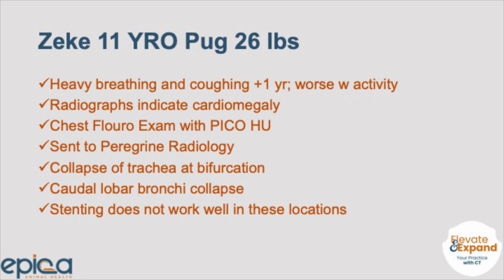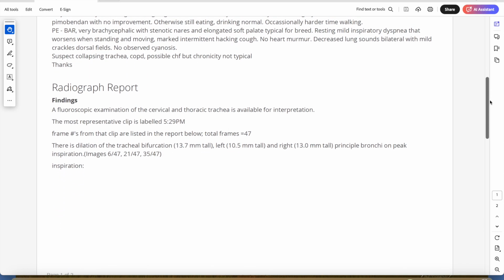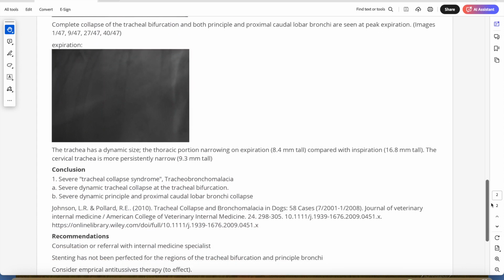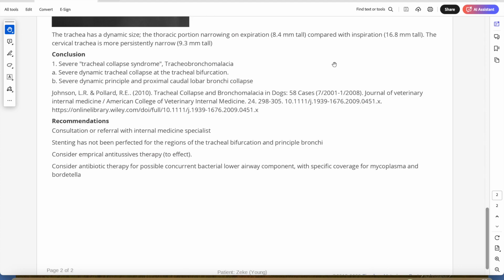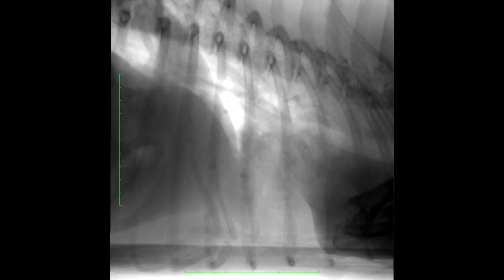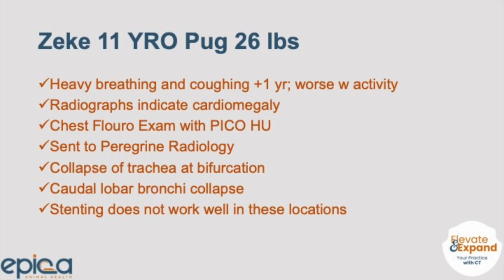Radiographs were taken, and of course, the only thing they could really see was an enlarged heart. They went ahead with a chest fluoroscopy exam using their Pico HU system. They sent the video of the fluoro exam over to Peregrine Radiology to be read, and they found that there was a complete collapse of the trachea at the bifurcation. There was also a collapse at the cotylobar bronchi.